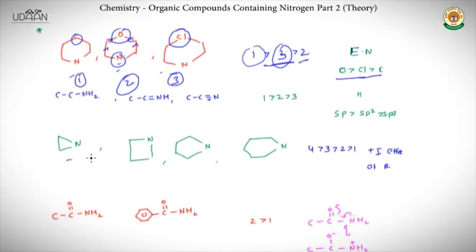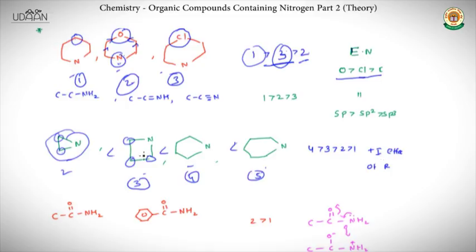Now in the next example, you have nitrogen in the cycle, and you are asked to arrange them in the order of the basic nature. Now the order is 4 greater than 3 greater than 2 greater than 1. This is because as you keep on increasing the size, the number of carbon atoms increases. So here you have 2, here you have 3, here you have 4, here you have 5. As a result, you have more plus I effect. That is, the plus I effect is increasing.